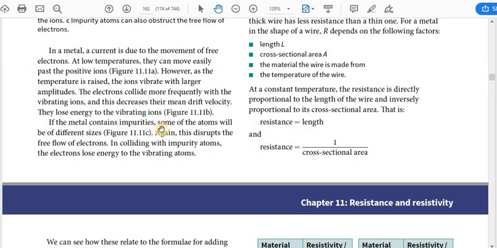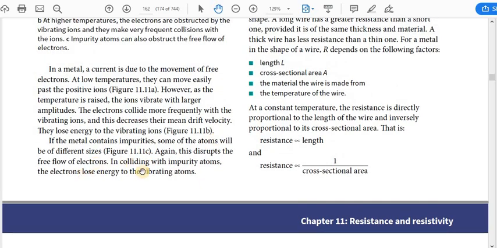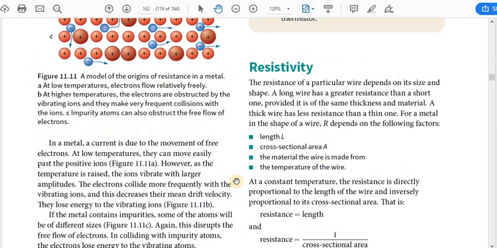Okay, if the metal contains impurities, some of the atoms will be of different sizes. Again, this disrupts the free flow of electrons. In colliding with impurity atoms, the electrons lose energy to the vibrating atoms.